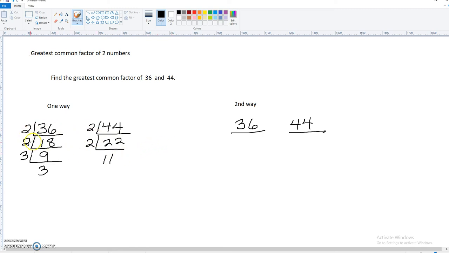Okay, so we're going to look at both sets of our prime numbers, and we need to get the most numbers that they both have in common. So if you look here, this one's got 2 2's, and so does this. So 2 times 2 is 4. So 4 is the greatest number that can divide into both of these numbers. Remember, the key word is it has to divide into the number.